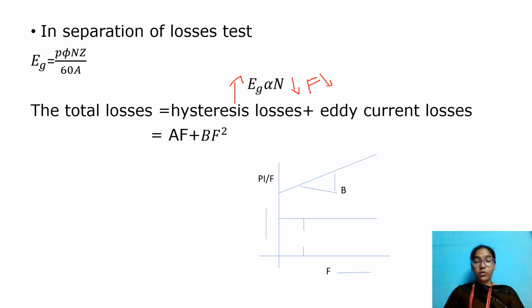In a transformer, the core losses and iron losses are constant losses. Copper loss in a transformer is due to the ohmic resistance of the transformer, and the copper losses equal the primary copper losses plus the secondary copper losses. These are the losses in the windings of the transformer. By this graph, we can write AF plus BF square.